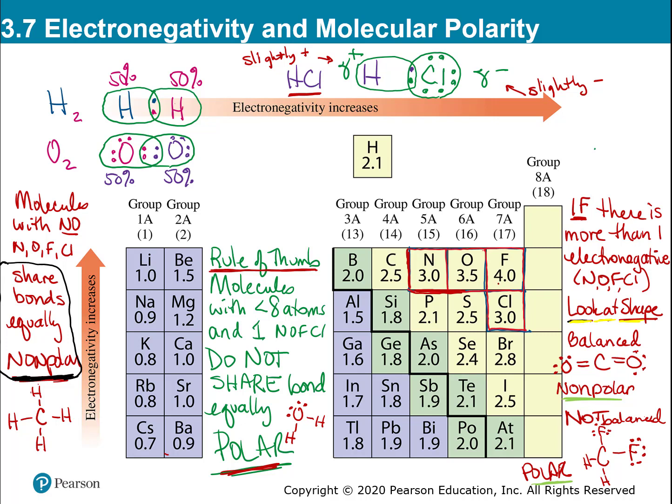It's because of this number. Chlorine has an electronegativity of 3.0, hydrogen only has 2.1. The difference between those tells me that the electrons get sucked over to the chlorine compared to the hydrogen. They do not share their bonds equally, and that's why it ends up being polar.